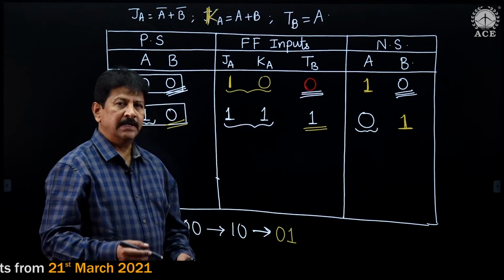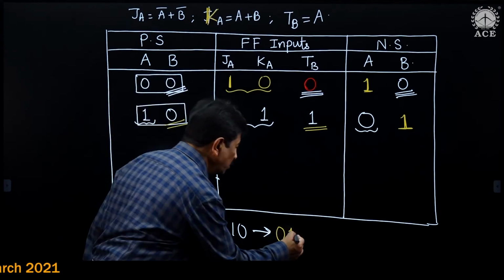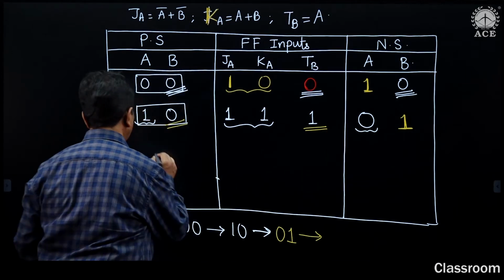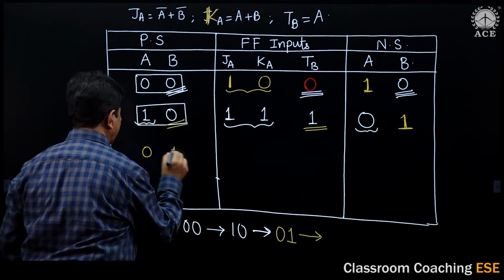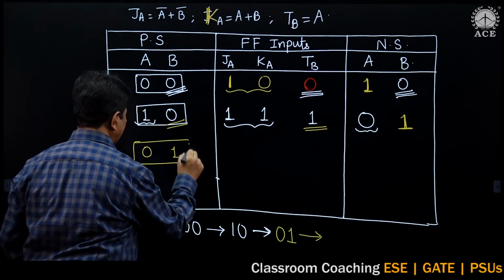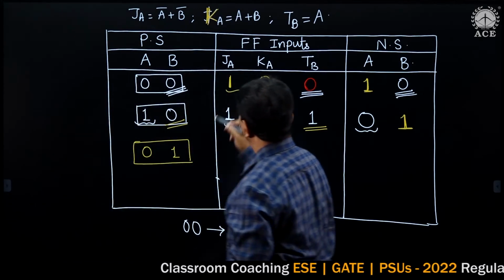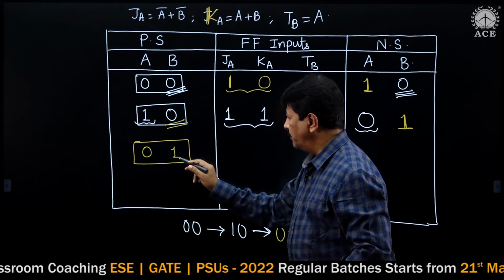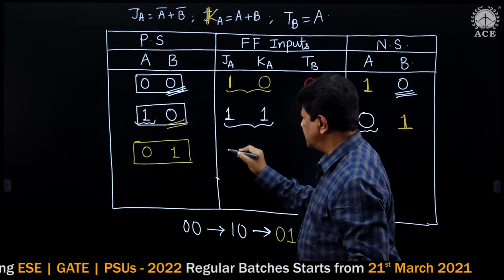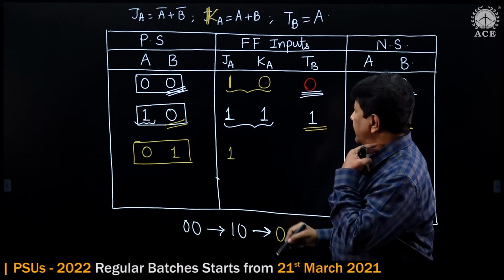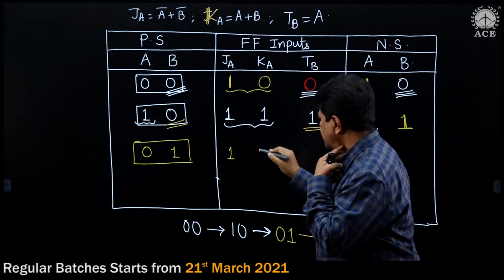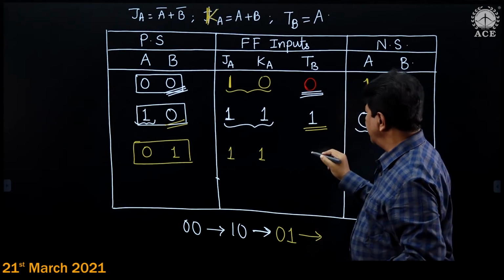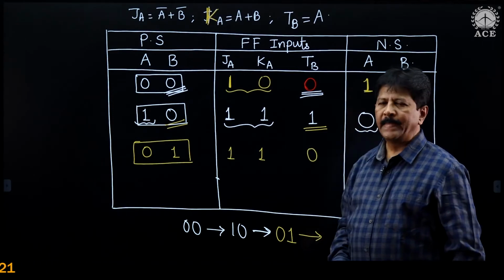So we have to keep analyzing in this particular manner. Now we have to find out for this, what is the next state? That's the reason, bring this as the present state values here. Have a chain action. So keep a link in this manner. So again, I'm going to calculate what is the JA and KA value. JA, A bar 1 plus B bar 0. 1 plus 0 is 1. Next, KA is A plus B. This is also 1. Okay, next one. TB is equal to A, that is equal to 0.